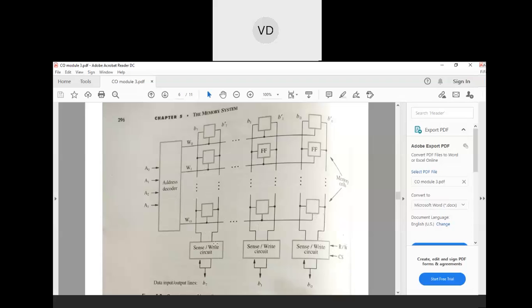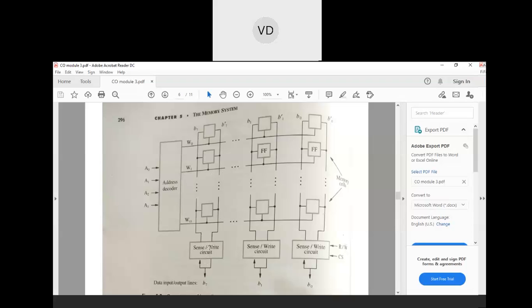Next, for each of the columns, here we have the sense and write circuit. What do you mean by sense? Sense means it is used for reading. Write is self-explanatory. Whatever data we want to write, that time this write circuitry will be activated. Sense helps in reading the data of these cells. Write means this circuit helps to write the data into these cells.